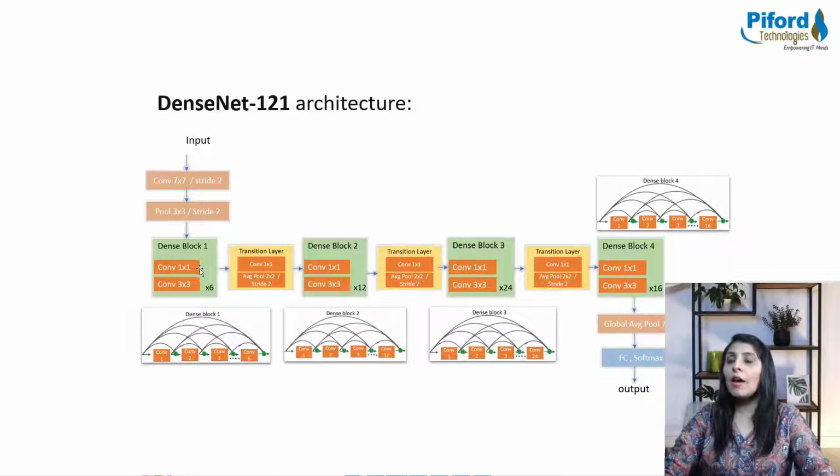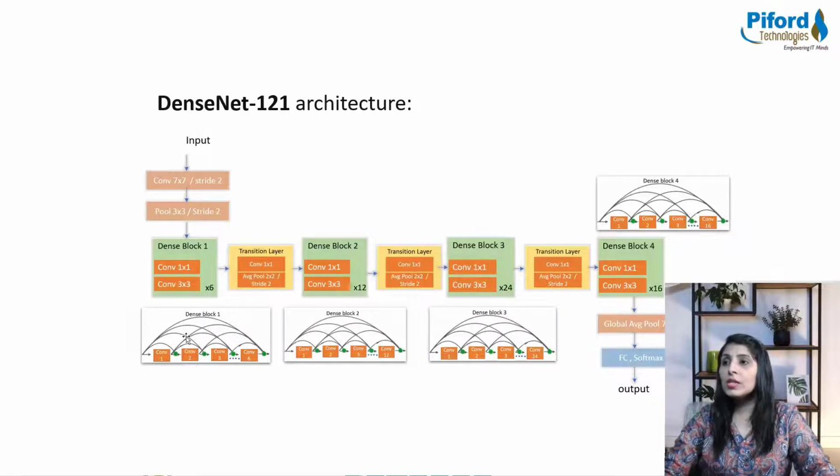After every dense block there is a transition layer. You can see the transition layer. I'll explain the working of the dense block and the transition layer in some time. Right now we are just understanding the overview of this architecture first. So after the first dense block we have a transition layer, after the second block also we have a transition layer, and after the third dense block we have a transition layer.